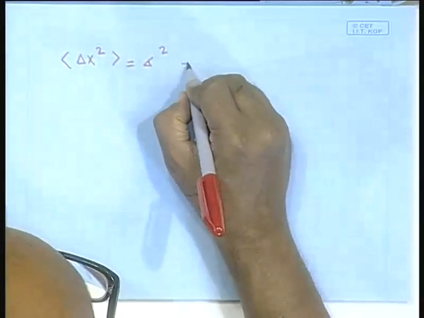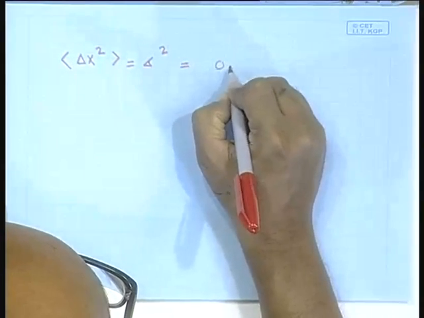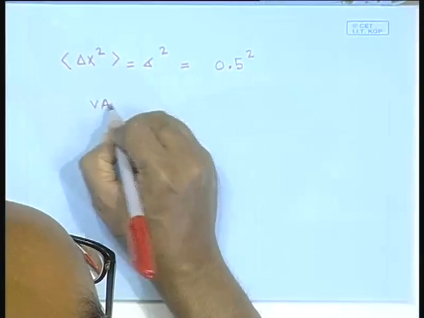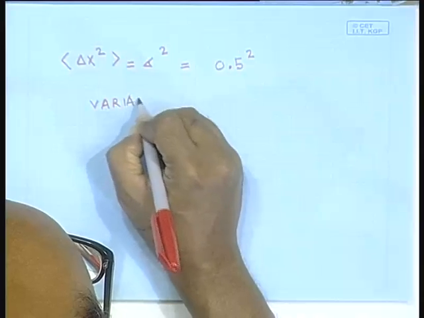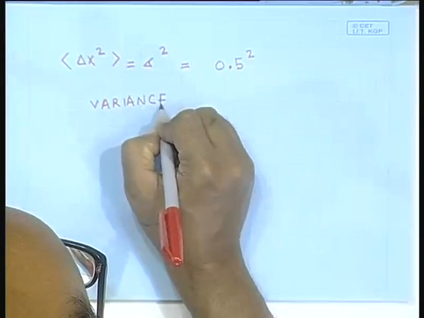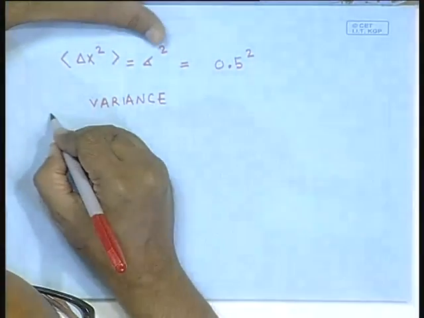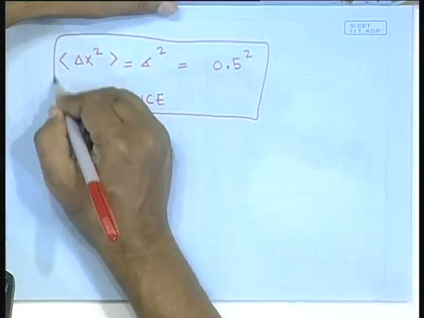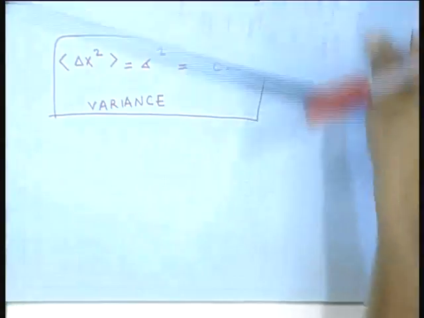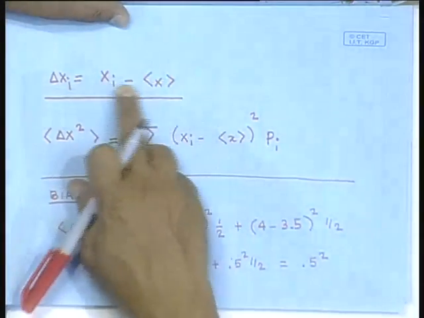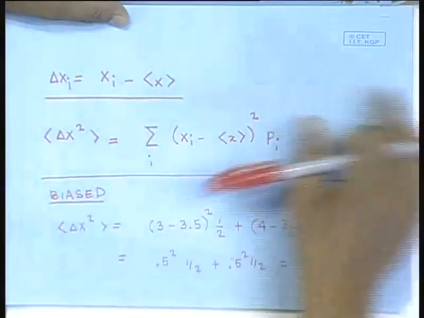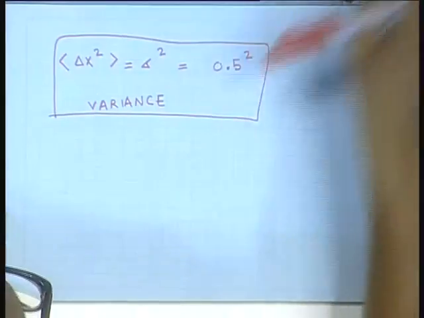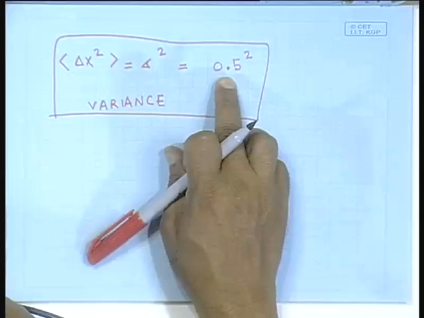This has a value 0.5 squared. This is called the variance, or the mean square deviation from the mean. The deviation is the difference from the mean, and this is the mean of the square of that. So, mean square deviation or the variance, in this case for the biased dice, has a value 0.5 squared.